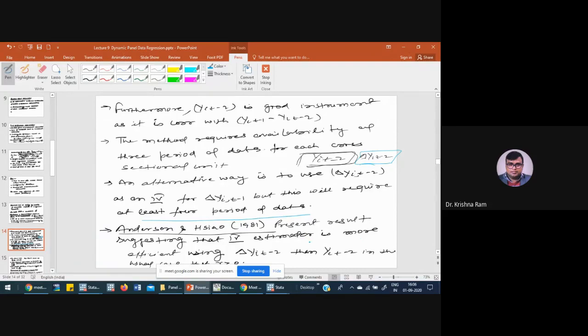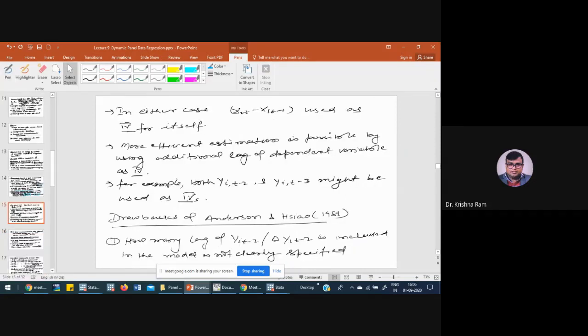In this paper, Anderson and Hsiao suggest that you will get a more efficient result if you use more instrument variables. In this paper, Hsiao suggested that you will get a more efficient estimator using this instrument variable as compared to this one. That means using the change in y it minus 2 gives us a more efficient estimate as compared to this one, given that the gamma value is positive. And other x variables are used as they are, so they are instruments for themselves only.